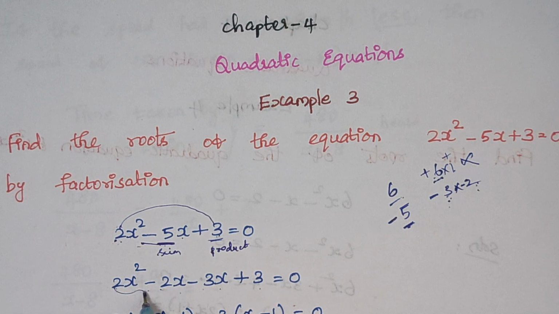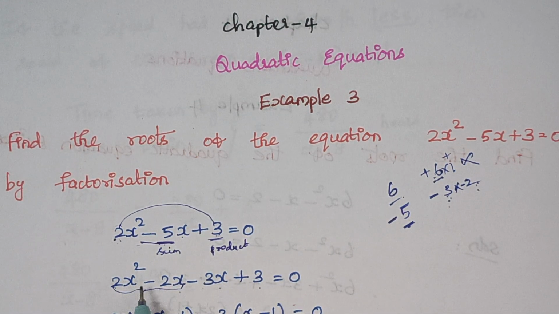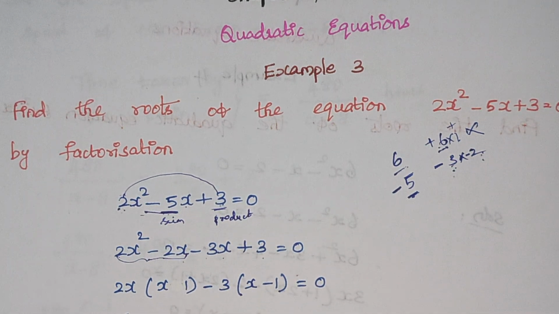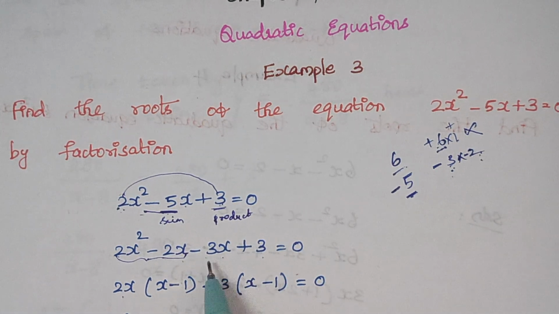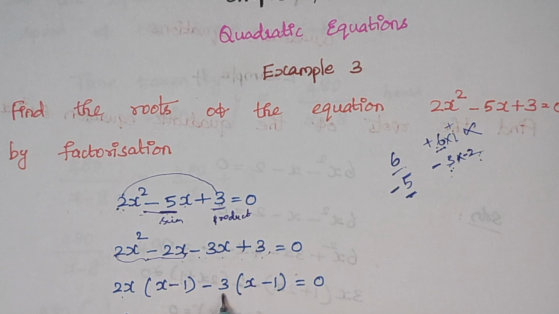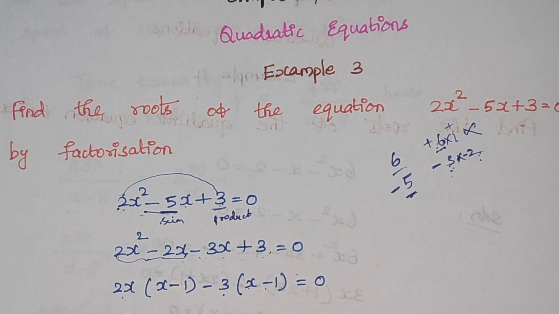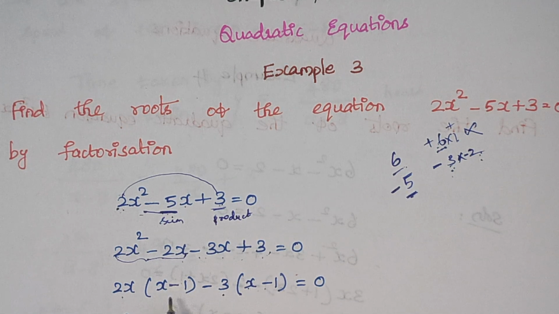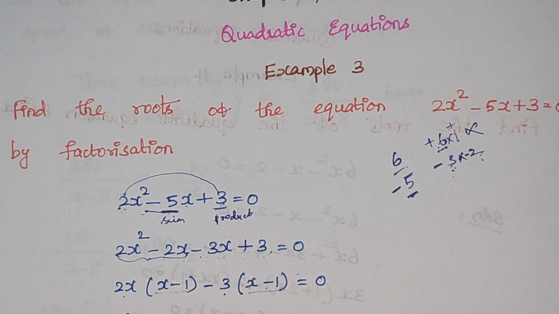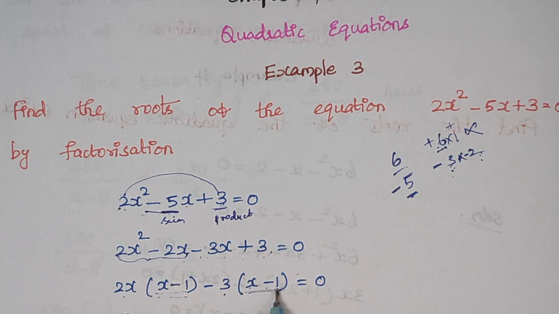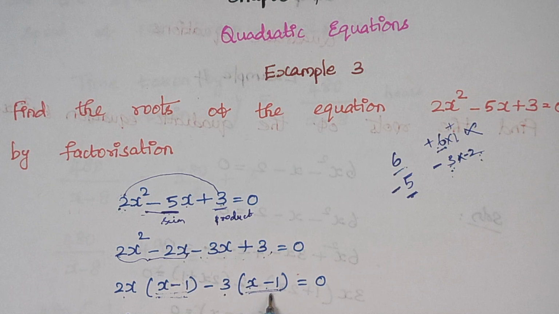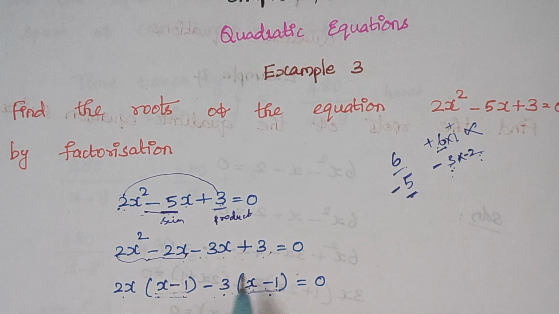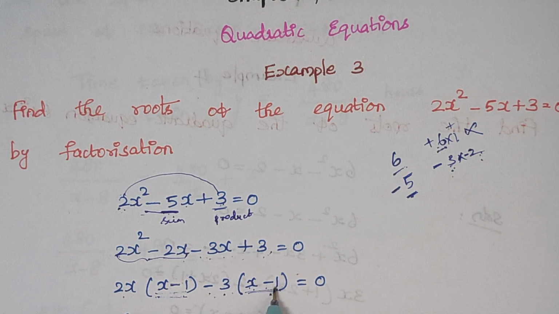Now, when you look at the first two terms, what are the common terms? 2x is common. When you take 2x outside, the remaining terms are x − 1. Similarly, in these two terms, when you take −3 outside, the term is x − 1. The interesting thing to note is that these two factors should be the same. Here it is x − 1, so obviously here also you should get x − 1. You can even check: −3 into x is −3x, and −3 into −1 is +3.